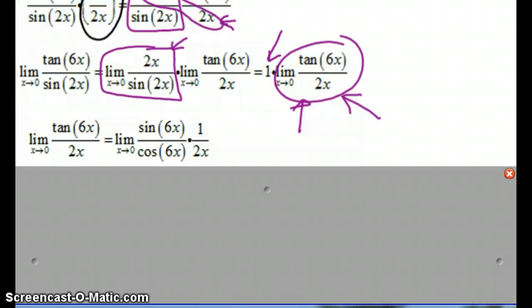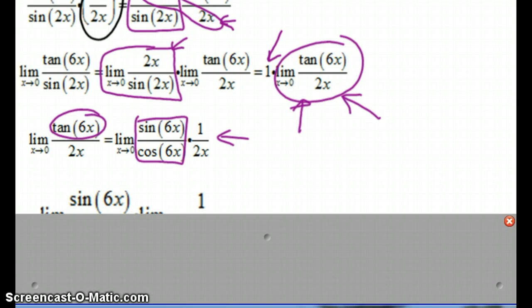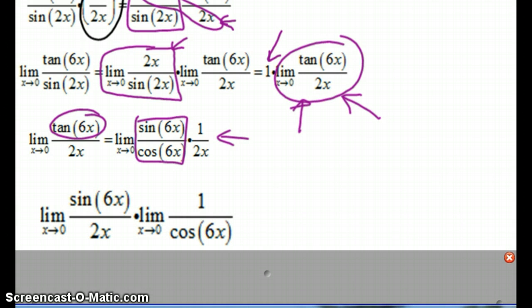So I rewrote tangent as sine over cosine. Dividing by 2x is the same as multiplying by 1 over 2x. Nothing fancy, just rewrote tangent. So I now have sine of 6x over 2x. I got that from right here.